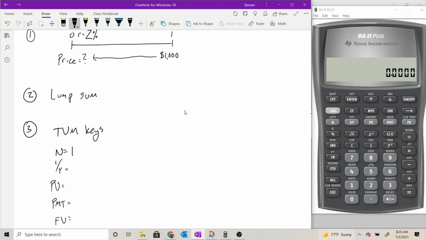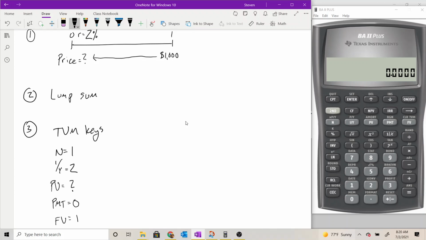I/Y is our discount rate. This is where we're going to plug in our yield to maturity. In this case, that's 2%. And it is, of course, looking for that in percentage terms, so we'll put it in as 2. Present value is what we're looking for, so I'll put a question mark there. We don't have any recurring payments on this one. We just have the $1,000 payment at the end.